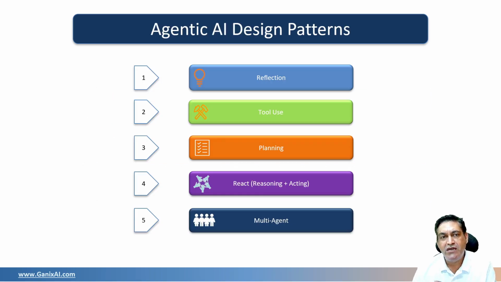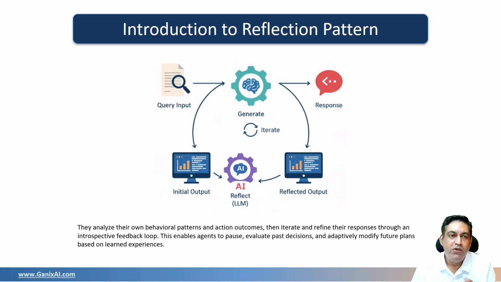So let's discuss the agentic AI design patterns. These are reflection, tool use, planning, reasoning, ReAct, which we call reasoning and act, and multi-agent. Most of these I have already covered, but I will walk you through each design pattern very quickly. The reflection pattern learns from its outcome, iterates and refines its response through an introspective feedback loop. It enables agents to pause, evaluate past decisions, adapt, modify the future plans, and learn from past experience.